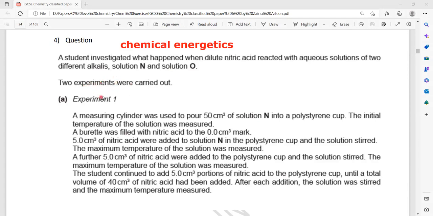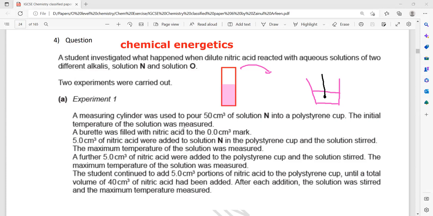So two experiments were carried out. In the first experiment, a measuring cylinder was used to pour 50 cm³ of solution N into a polystyrene cup. So what did the student do? The student took a measuring cylinder, filled it to 50 cm³, and transferred that into a polystyrene cup. Then he measured the initial temperature of the solution, the starting temperature, using a thermometer.